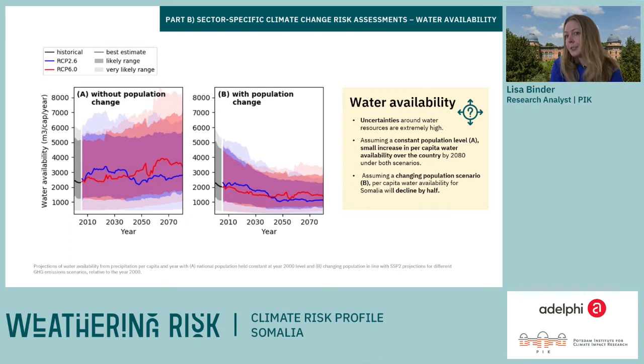And this range is quite high. However, if you look at the best estimate, this projects a drop to just over 1,100 cubic meters per capita and year until 2080. And given that a country is said to be under water stress when water supplies drop below 1,700 cubic meters per person and year, this decrease is quite alarming.